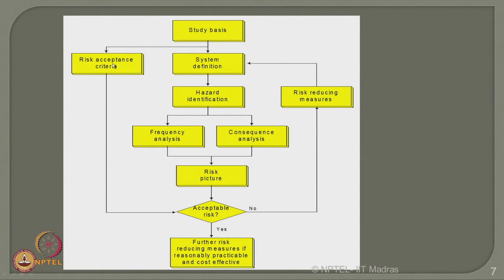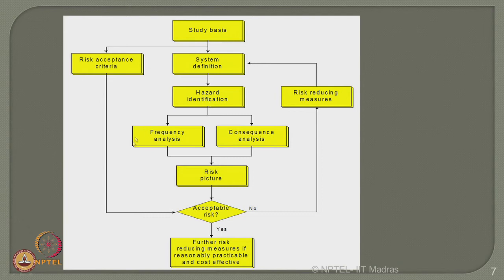As I told you, the oil and gas industry has inbuilt risk acceptance levels which are specified by the regulatory agencies all over the world. Of course, this may not be common for all countries, but every country does follow an acceptable risk level applicable to oil and gas industries. So, based on the predefined risk acceptance criteria, let us define the system and try to identify the hazards which can result in scenarios of accidents.